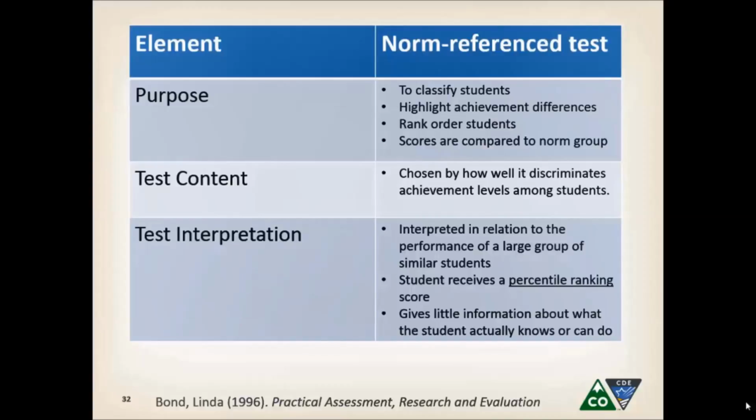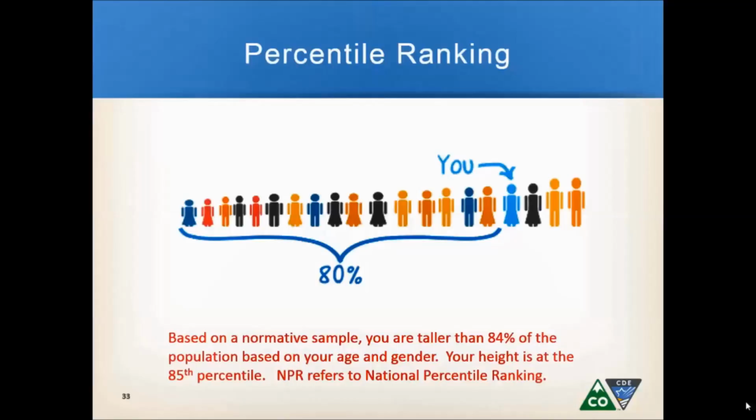Students receive a percentile ranking score on a normed reference test. But that percentile ranking score often doesn't tell us, the educator, really what the student actually knows or is able to do. Now, an example of a percentile ranking that we're probably very familiar with is the standard ranking of a person's height based on your age and your gender.